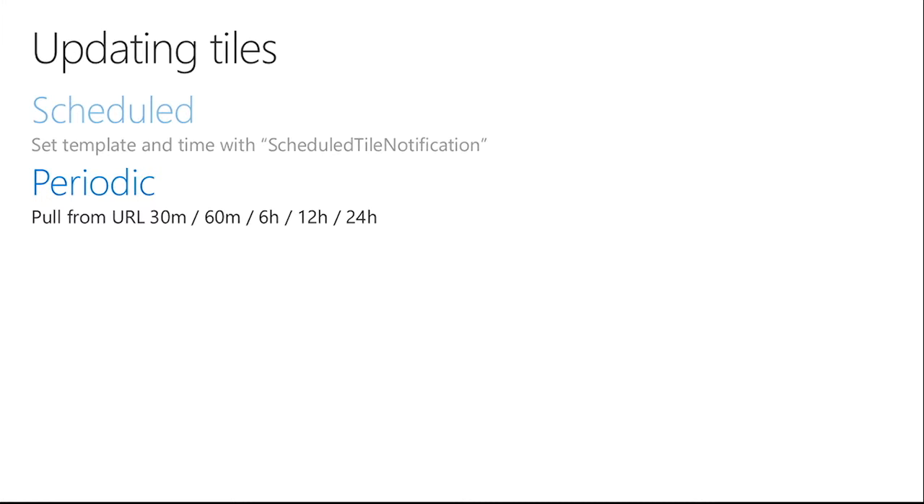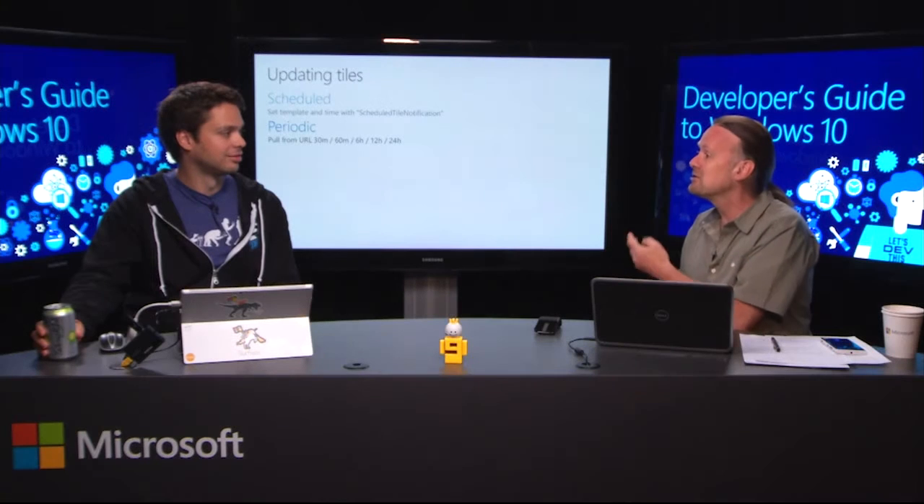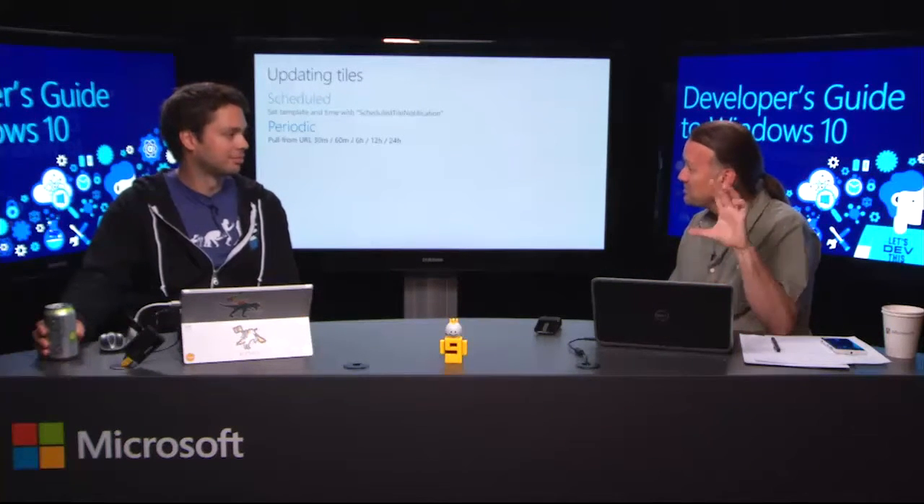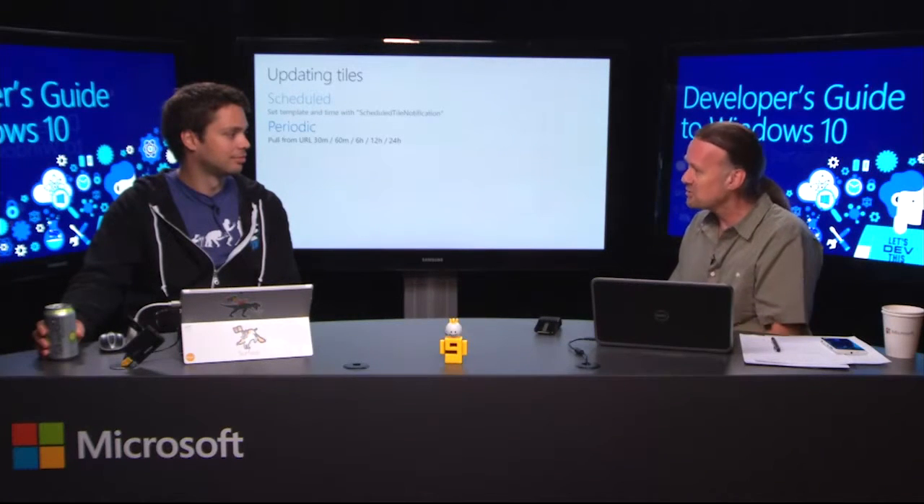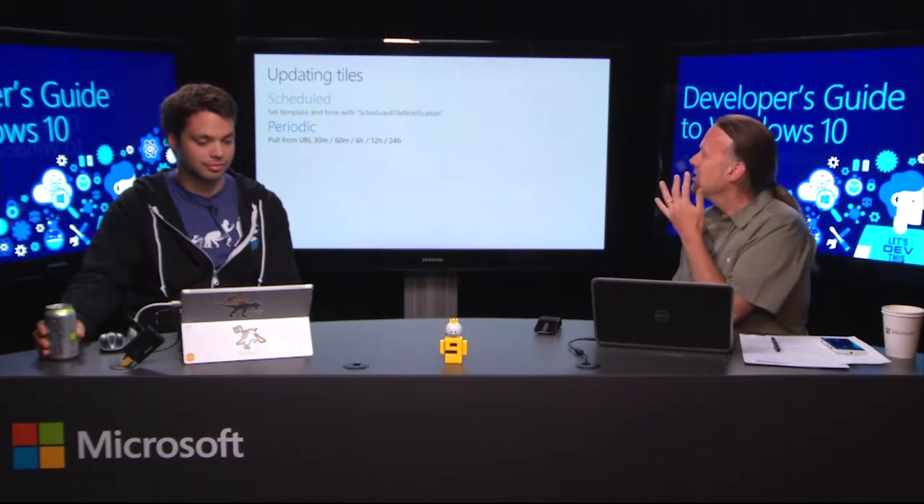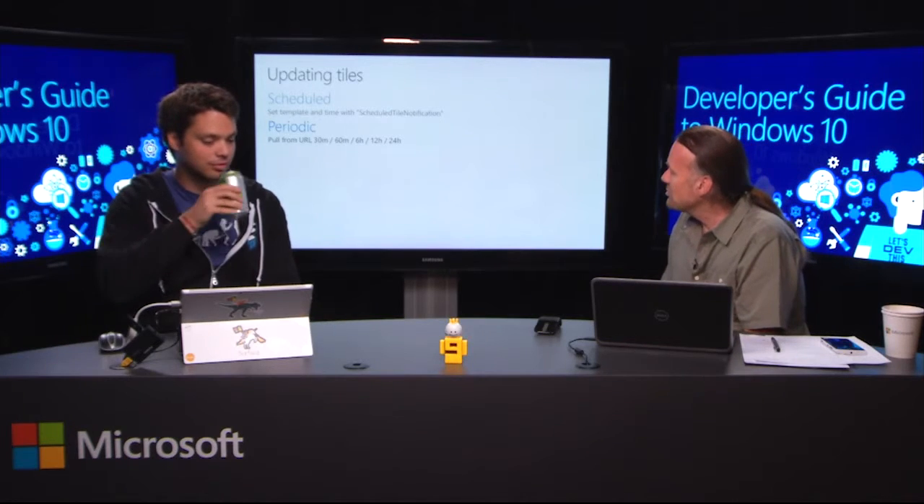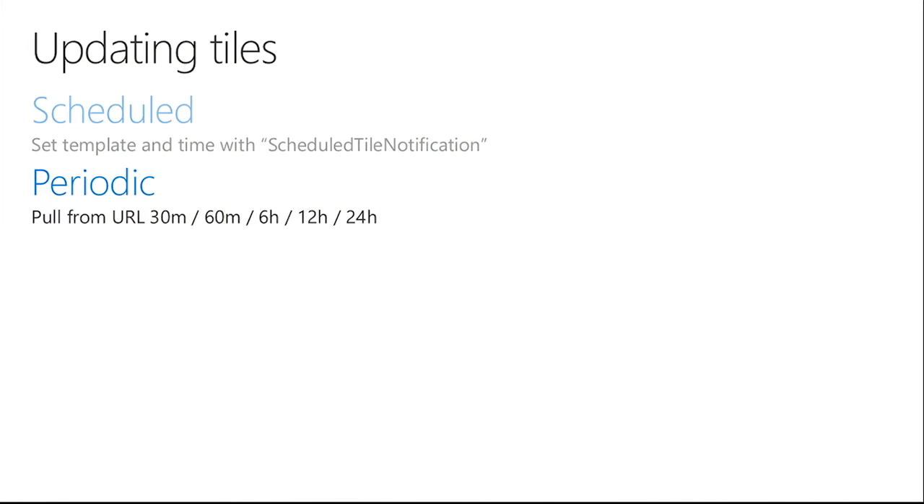In fact, in the last session that you went in, we actually showed a simple background task demo that updated the badge count. And in that sample was a tile image updater. I didn't show that one as well, but that's in the samples. Yeah, you can have a periodic one, where you can pull from a URL at a selectable interval, which could be 30 minutes, 60 minutes, 6 hours, 12 hours, or 24 hours. And this is where you have logic on your back-end server that's updating the image that is pulled from that URL.